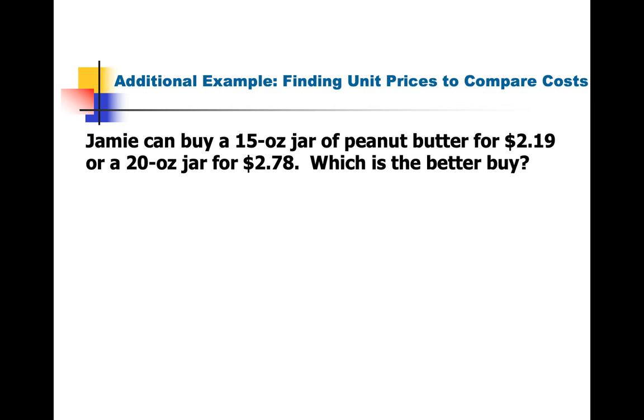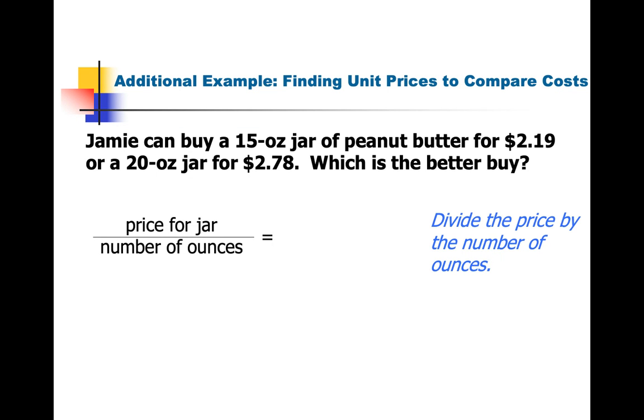What about here? It says Jamie can buy a 15-ounce jar of peanut butter for $2.19 versus a 20-ounce jar for $2.78. Which one is the better buy? Well, I can do the same thing here. I can take the price for the jar, which is $2.19 per 15. $2.19 divided by 15 gives me approximately 15 cents per ounce.